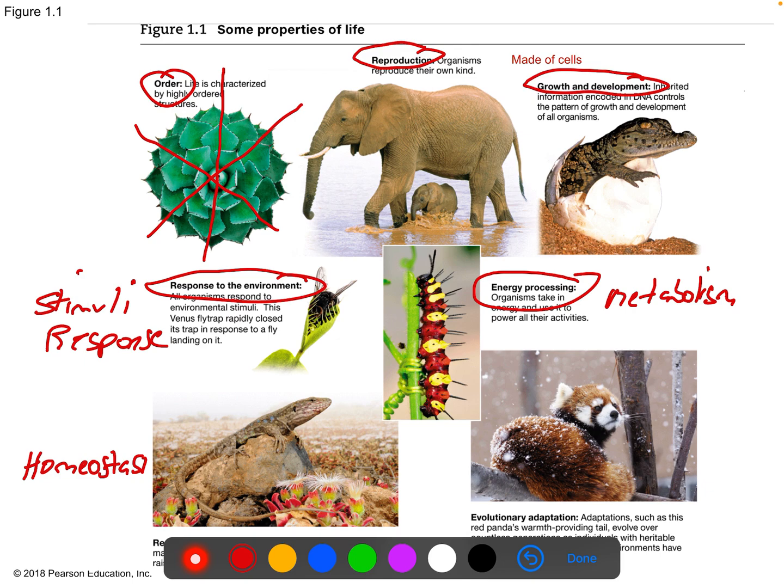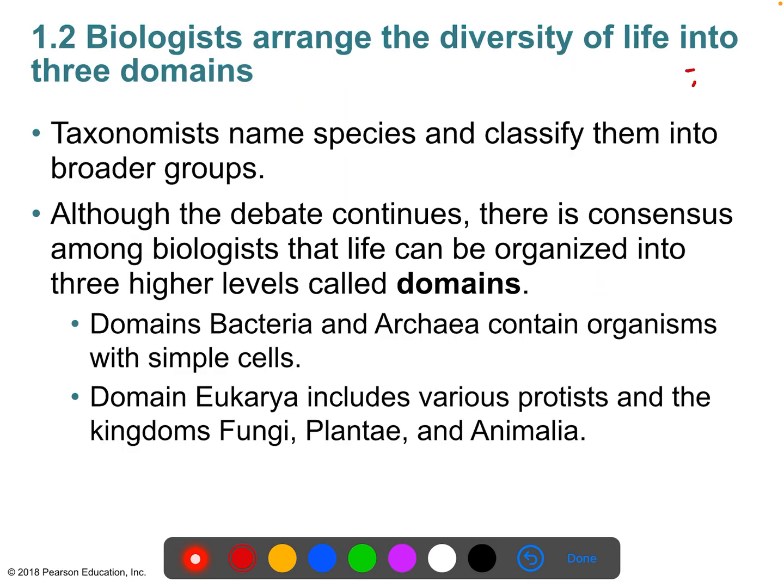All living things need to maintain a stable internal condition. That's this one here in the lower left-hand corner. We call that homeostasis. And all living things evolve and adapt over time to changes in their environment.